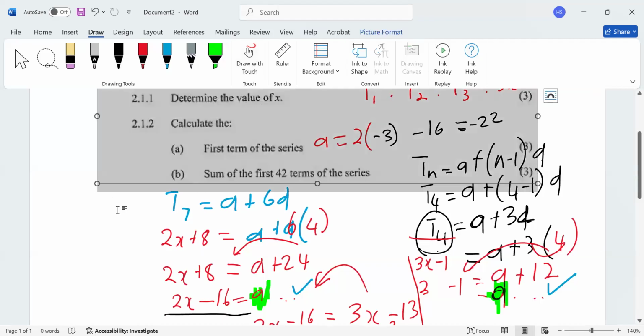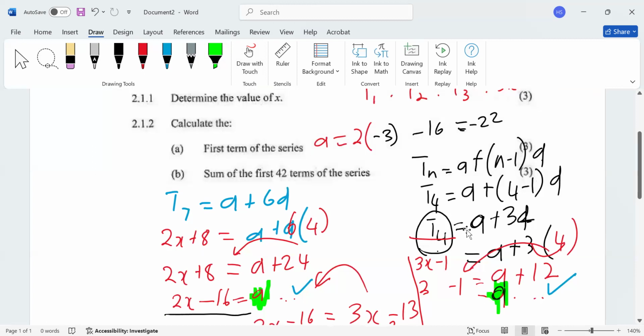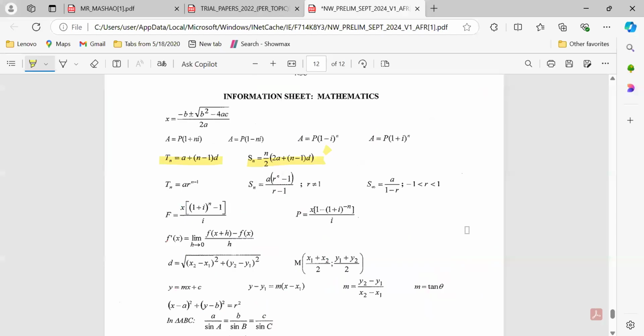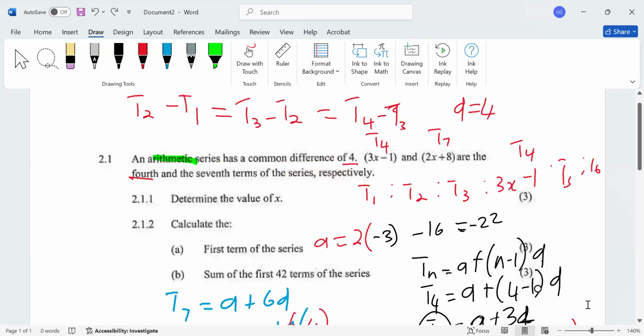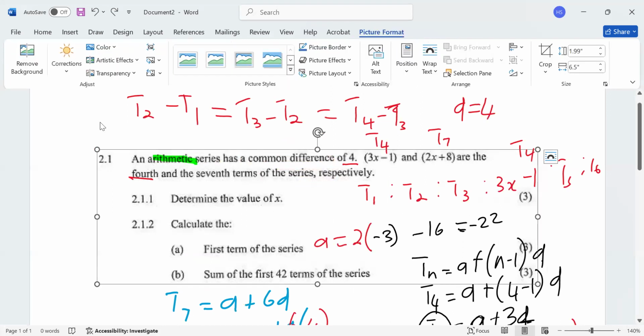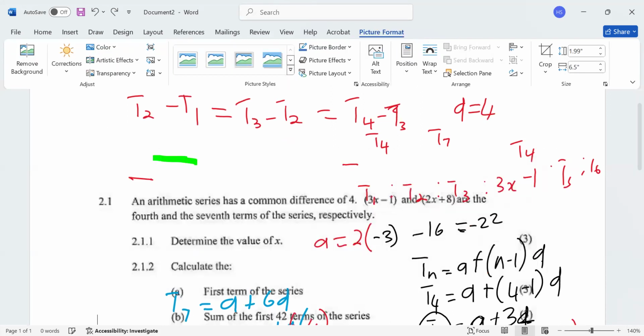Okay, let's look into this one. The sum of the first 42 terms, S. We are going to use Sn. Remember, on our information sheet for Sn, this is the one that you can use. We have that other one if you know the last term, but it's not there. That is why we prefer this one. So let's go there. We are looking for S42.